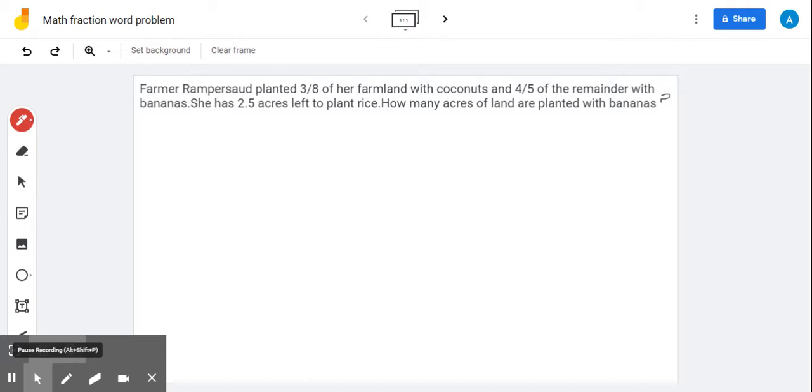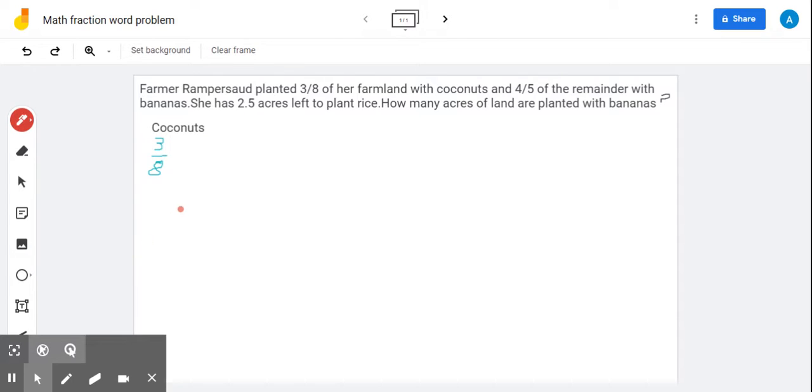From our problem, we can clearly see that there are 3 crops. And we know for sure that 3/8 of the farmland is planted with coconuts. And we can also see that 4/5 of the remainder was used to plant bananas. But before we can find that, we first have to find out what the remainder is.